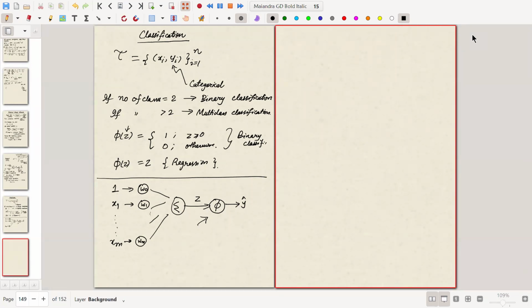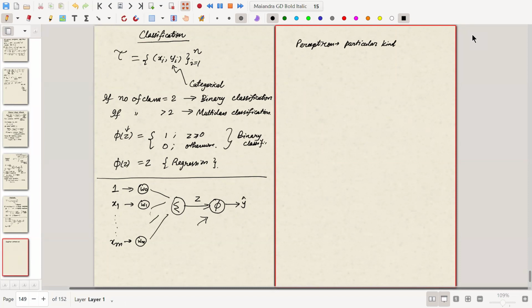Anyway, so a particular kind of artificial neuron is the perceptron. It's a particular kind of artificial neuron. So what is the use of perceptron?